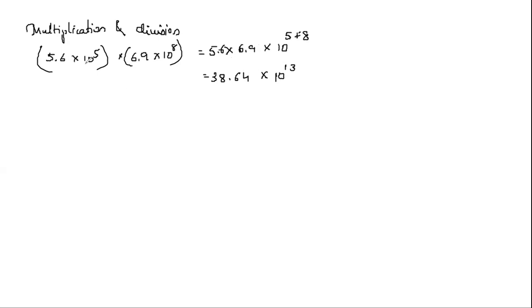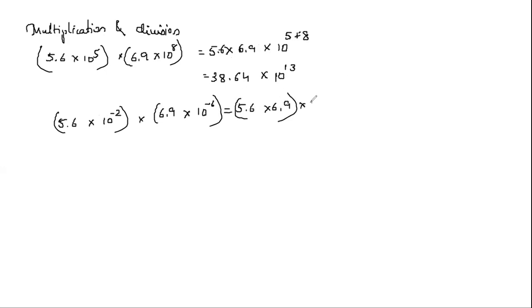Yes. So I need not worry. If these are negative values also, you need not worry. Suppose 5.6 into 10 raised to minus 2 multiplied by 6.9 into 10 raised to minus 6. If it is like this, what I'll do? 5.6 into 6.9, I'll keep the same values into 10 raised to, I have to add, minus 2 plus minus 6. So plus of minus becomes minus. So minus 2 minus 6 is minus 8. And here it is 38.64 as usual into 10 raised to minus 8.